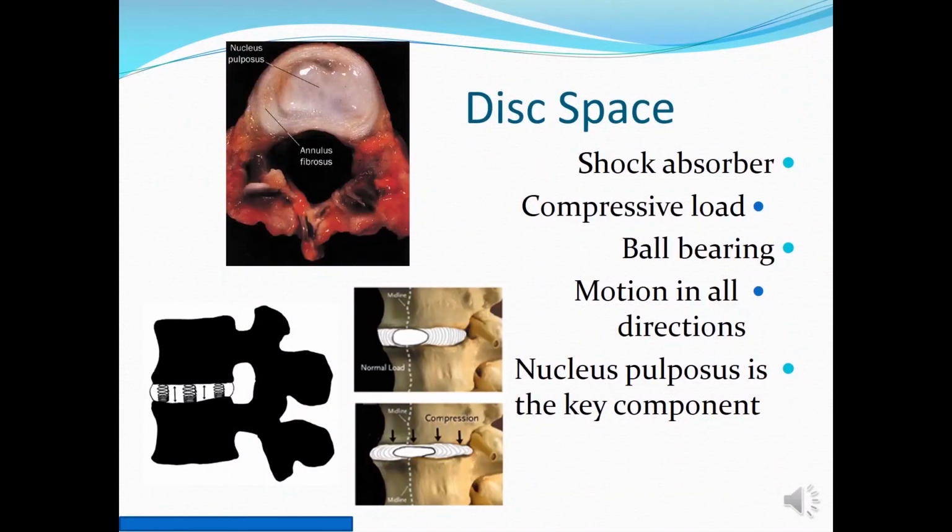The disc, which is placed in the disc space, is a very important factor in spinal stability. It acts like a shock absorber. It's a ball-bearing joint. It allows movement in all directions. It is composed of the annulus fibrosus and the central nucleus pulposus.